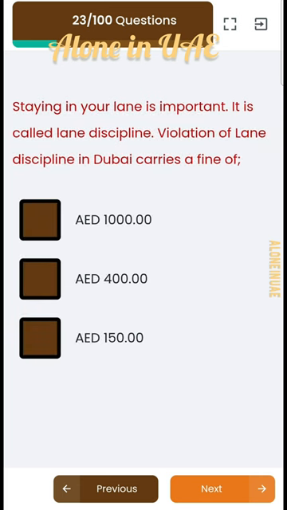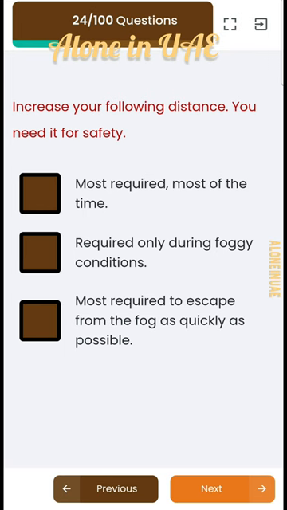Staying in your lane is important. It is called lane discipline. Violation of lane discipline in Dubai carries a fine of... Increase your following distance. You need it for safety.